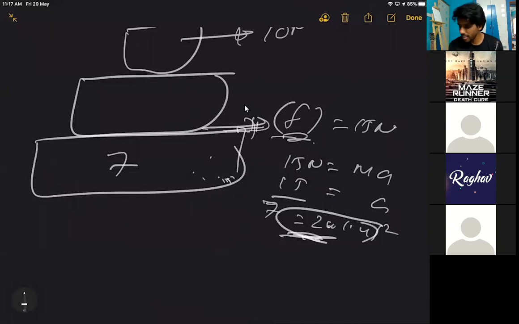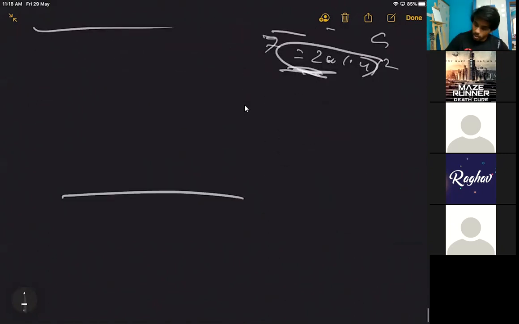I don't think I can discuss the whole problem like this because this is a very long method. I remember discussing this question for hours in a class. This is an advanced level question because there are 3 blocks, right? There are 3 blocks.